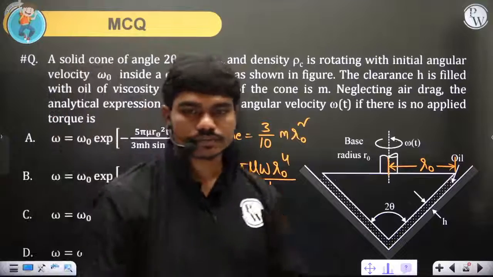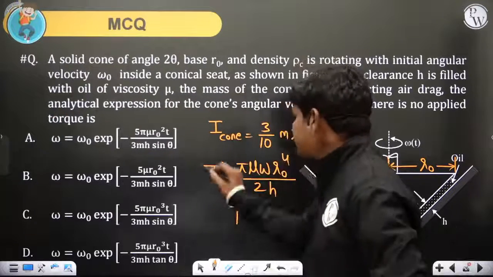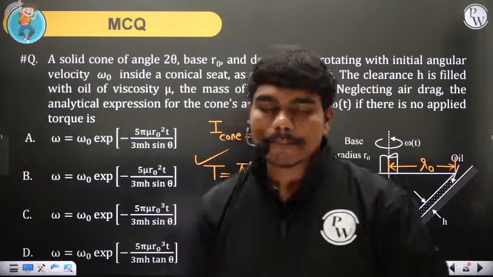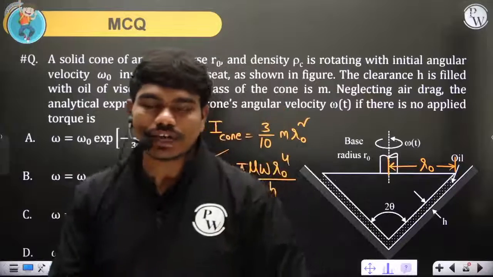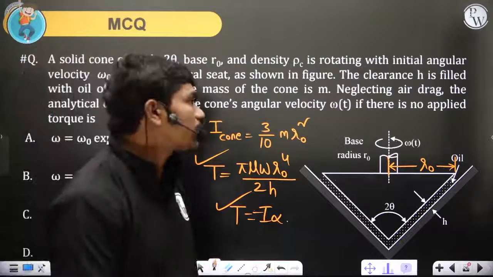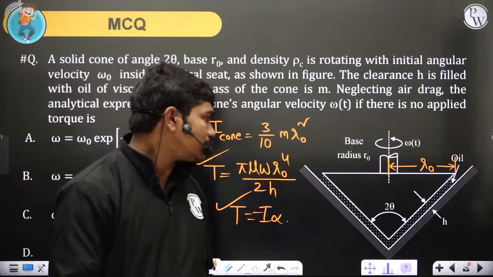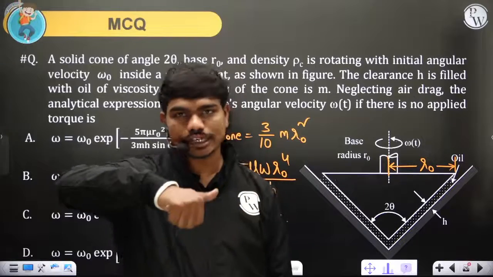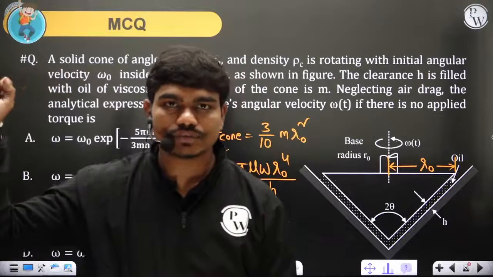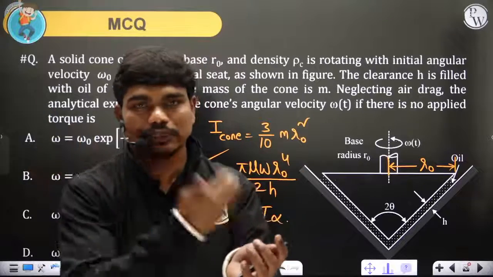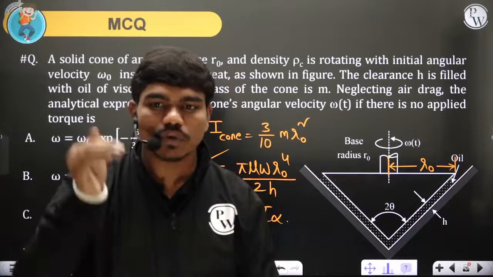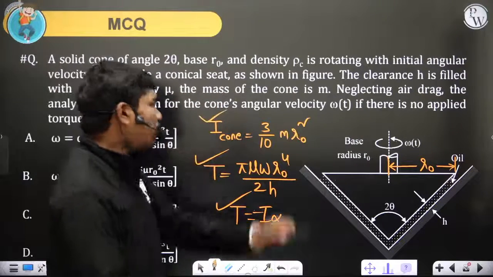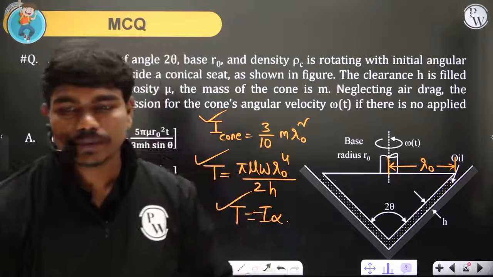So solve this question. You know this from mechanics. Please solve and tell me which is the correct option. This is a solid cone with a cone angle of 2 theta, rotating initially at an angular velocity of omega naught. Because of the viscous effects the speed of the cone will decrease. If you stop applying any external force for rotation, the angular velocity of the cone will decrease with time, correct? So what is the expression? I'm just giving you this hint: I of cone is equal to 3 by 10 m r naught square.